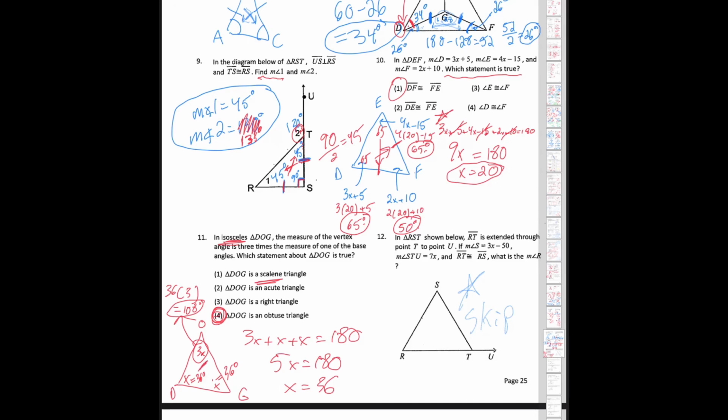Scalene means that all the sides are different length. We know that's not true because we have 2 congruent angles. That means there's 2 sides that are congruent. An acute triangle would mean that the vertex angle is smaller than 90 degrees. We don't have a right triangle because there's no 90-degree angles. Obtuse is our only option because this angle is greater than 90, so choice 4.